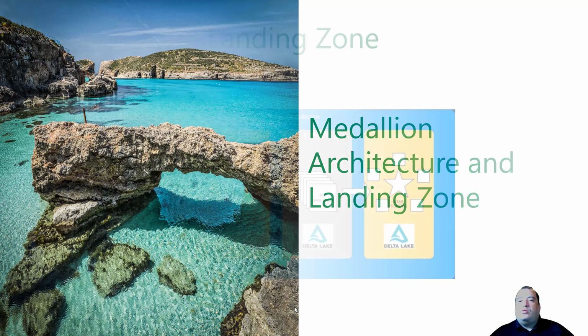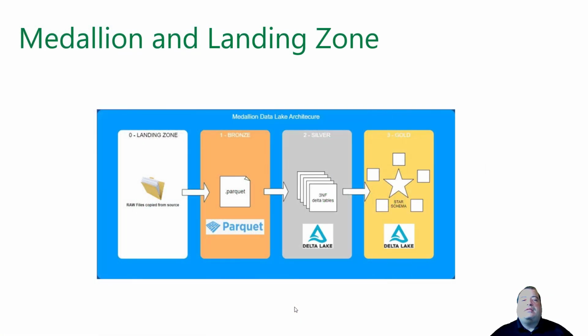There is a common architecture, which is the medallion architecture for data lakes, and usually we know mostly the bronze, silver, and gold layers. Bronze, silver, and gold layers we are used to building on our data lakes. But there is one additional zone, which is the landing zone.